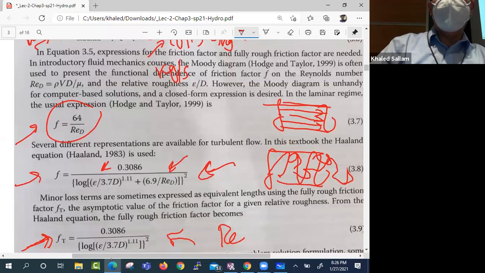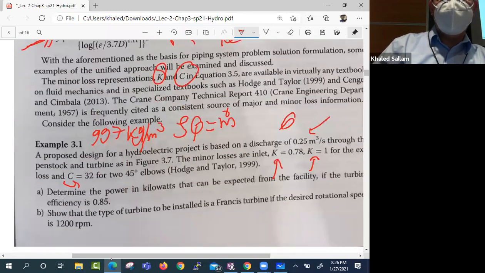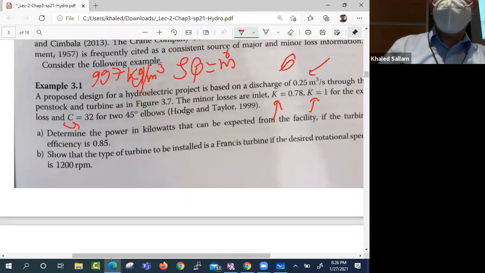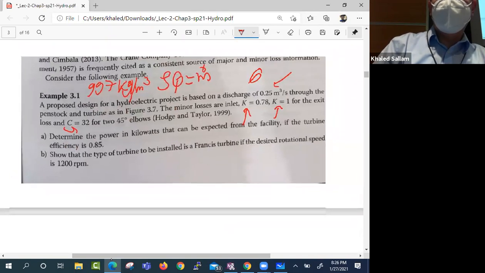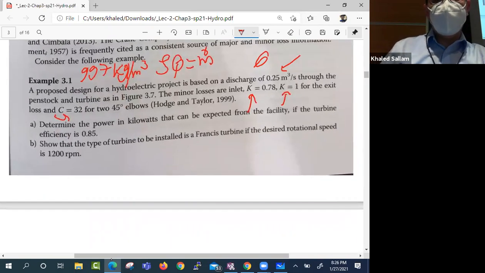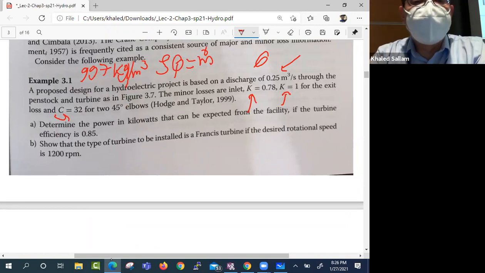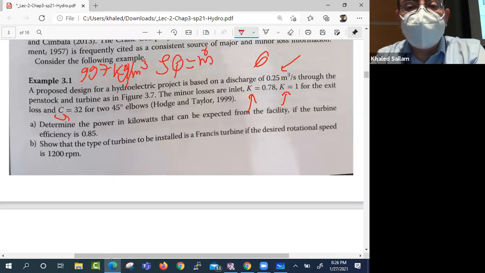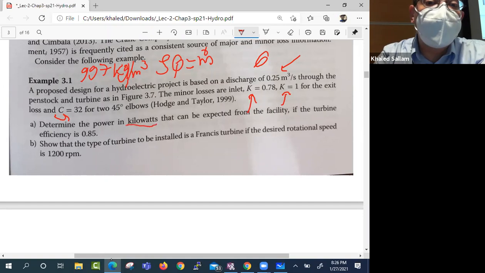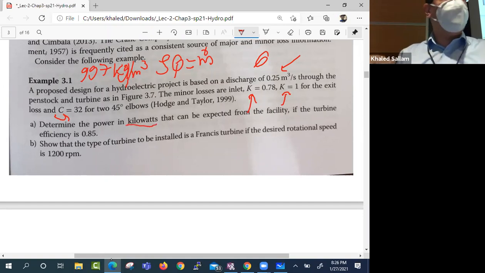Okay, so don't be annoyed. It just happens that sometimes they give you K, sometimes they give you C, sometimes they give you the equivalent lengths. Okay. So determine the power in kilowatts that can be expected from the facility. So we should get the power in watts, and then at the end, divide by 1,000 for him. So stick to SI.